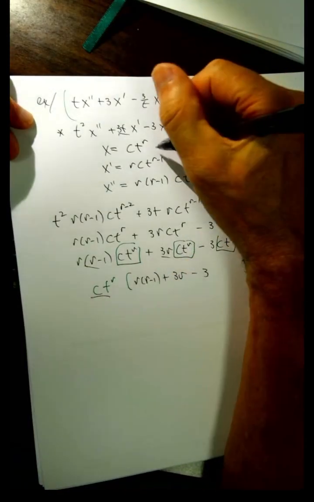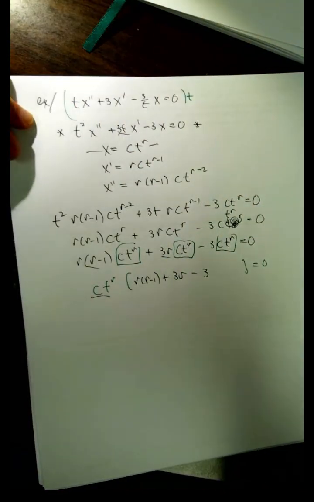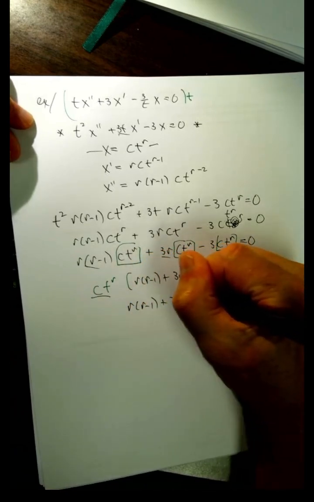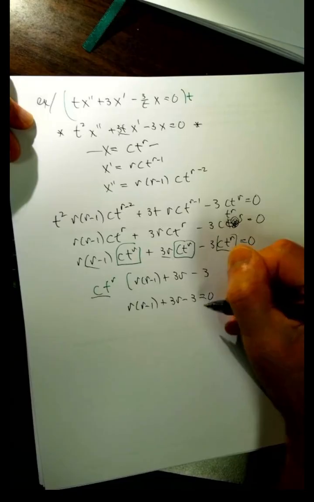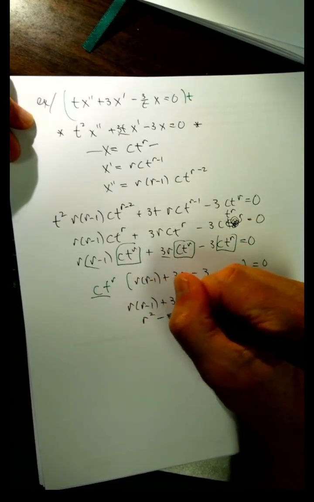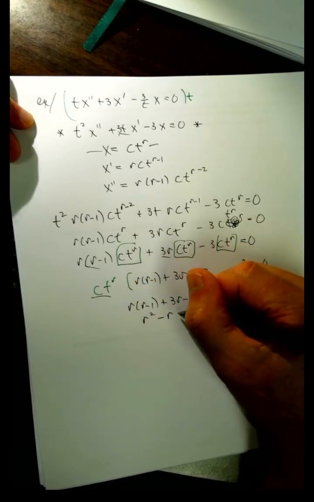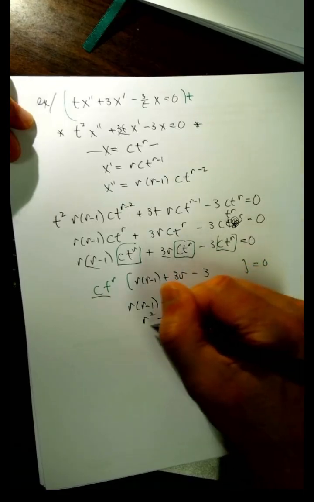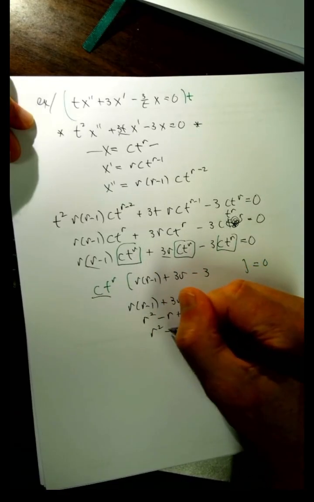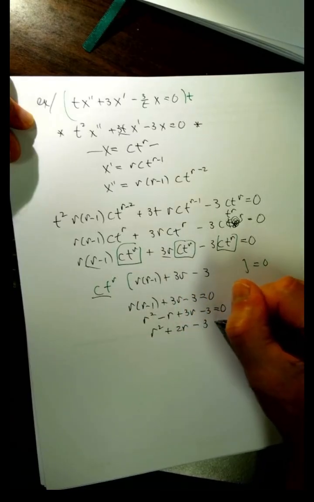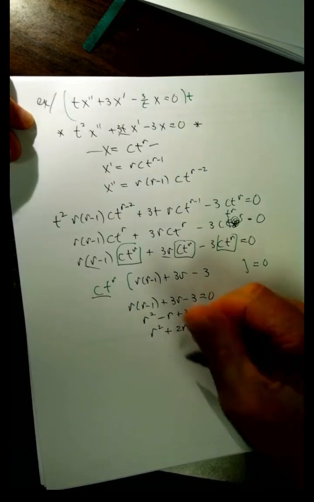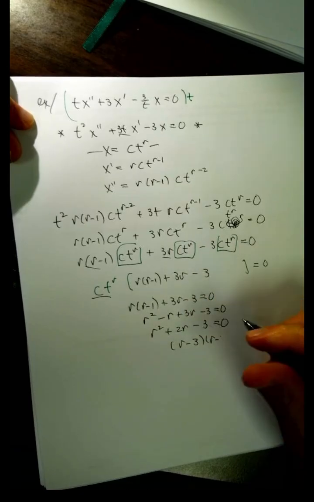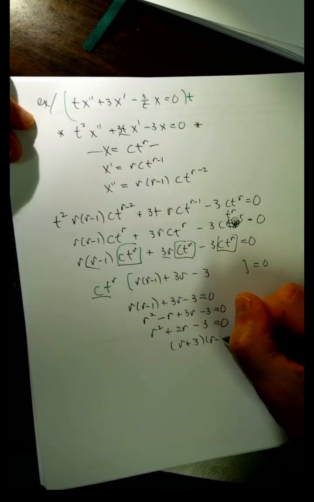I don't want ct to the r to be exactly 0 because that's my solution. So I get r times r minus 1 plus 3r minus 3 is 0. So let's expand everything out, so that becomes r squared minus r. And I'm left with the 3r minus 3, minus r plus 3r becomes plus 2r. And I believe I can factor that.